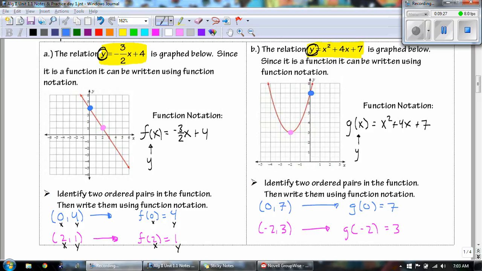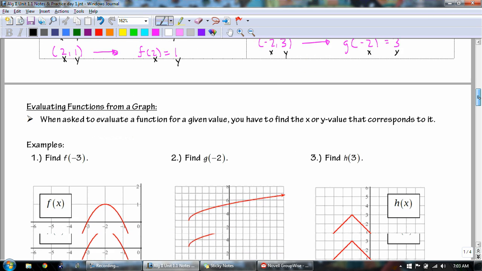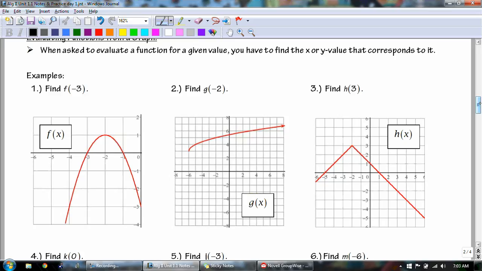Okay, so I had g of 0 equals 7, and then f of negative 2 equals 3. Just remember this is our x, that's our y, so this is where the x goes, and that's where the y goes. Okay, go ahead and flip it over. When asked to evaluate a function for a given value, you have to find the x or y value that corresponds to it.